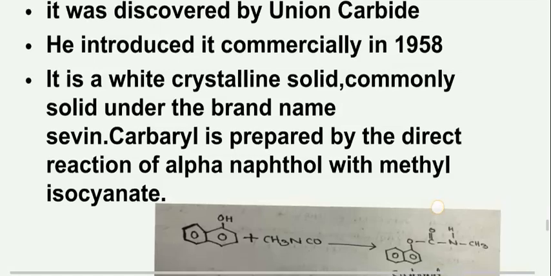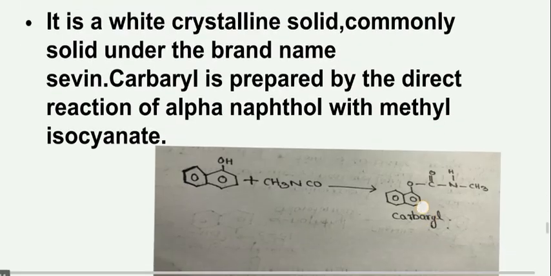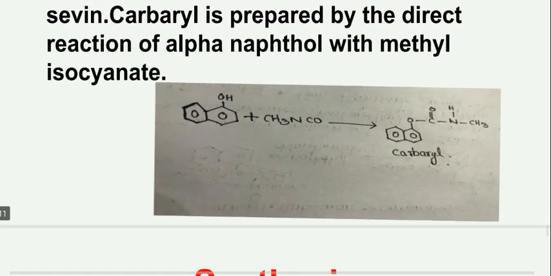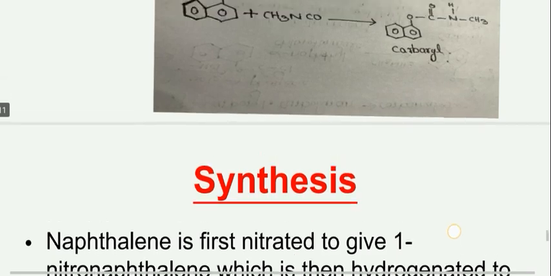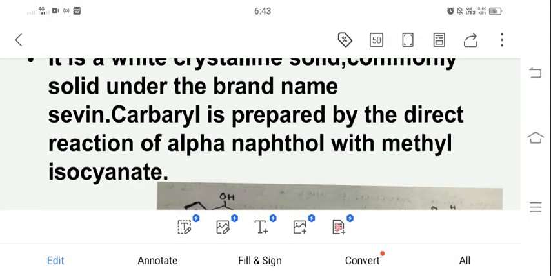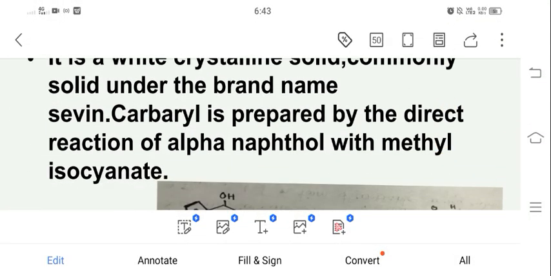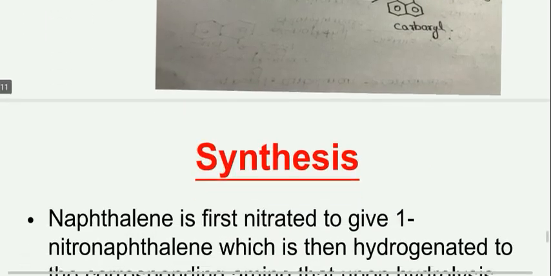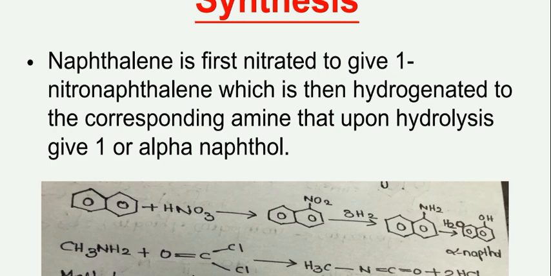Carbaryl is prepared by the direct reaction of alpha naphthol with methyl isocyanate. Synthesis: naphthalene is first nitrated to give 1-nitronaphthalene, which is then hydrogenated to the corresponding amine that upon hydrolysis gives 1-naphthol, or alpha naphthol.